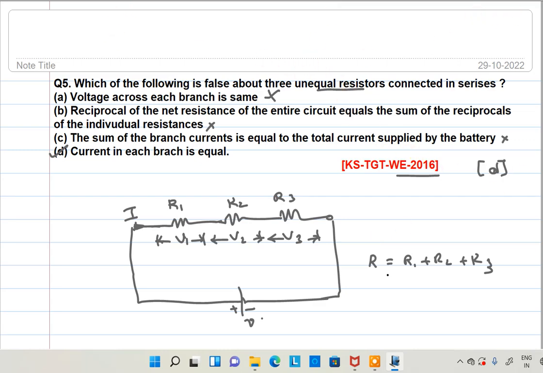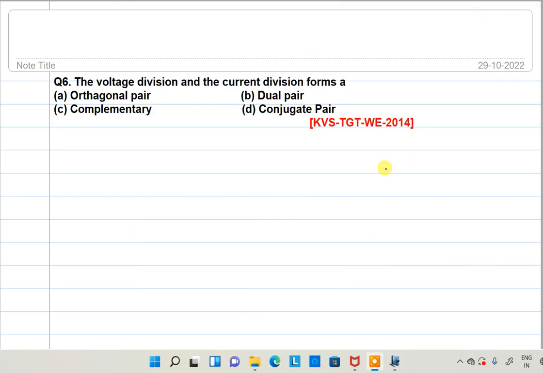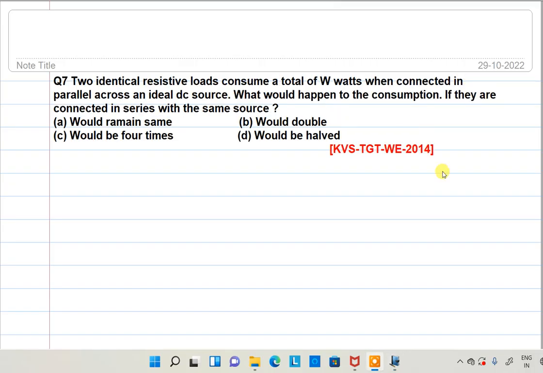Okay. Next, question number 6, from the 2014 question paper. The voltage division and current division form a dual pair. Both are a dual pair. Okay, next we are moving to question number 7, 2014 question paper. This is the last question from here.